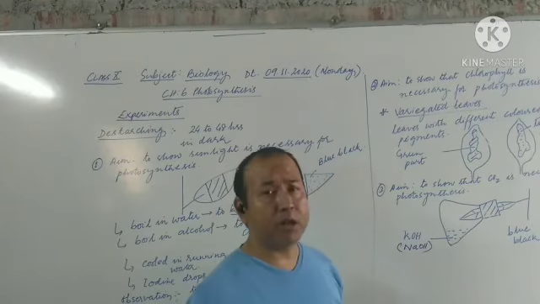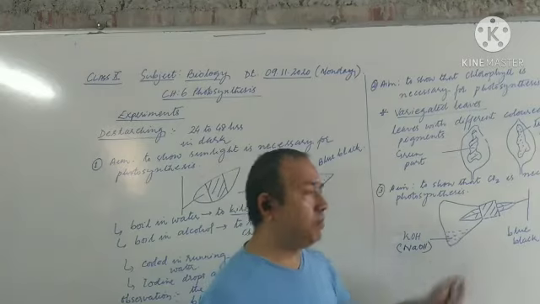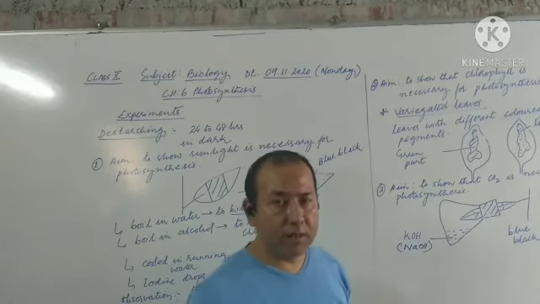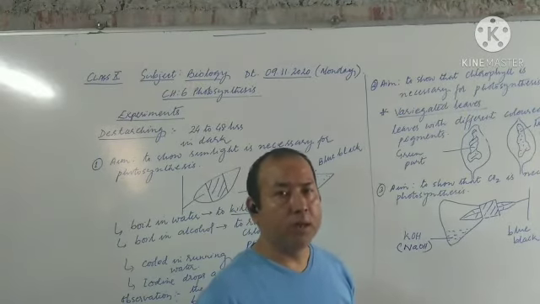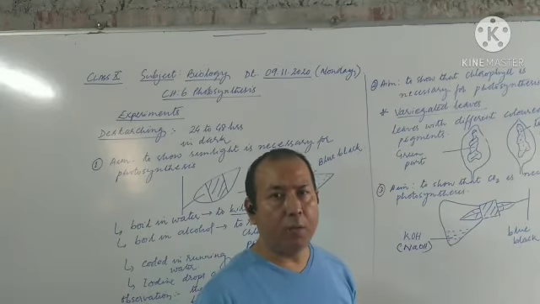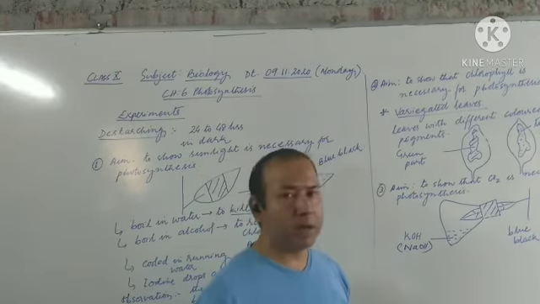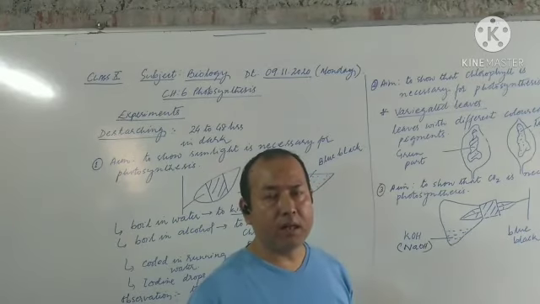Then after keeping in sunlight for a few hours, the same leaf is plucked out, and the same steps are followed. Number one, it is boiled in water to kill the cells. Then it is boiled in alcohol to remove the chlorophyll pigments. Then after that it is cooled and washed in running water. Then a few drops of iodine are added to it.